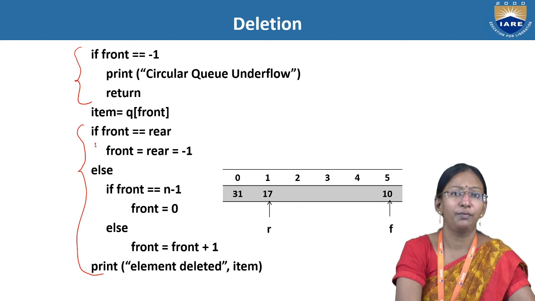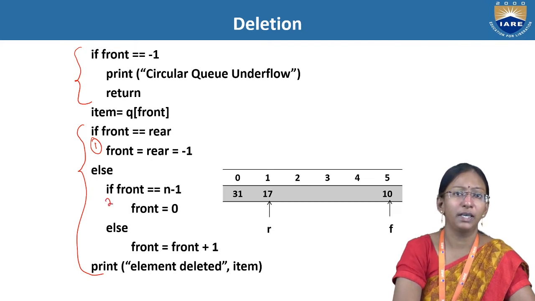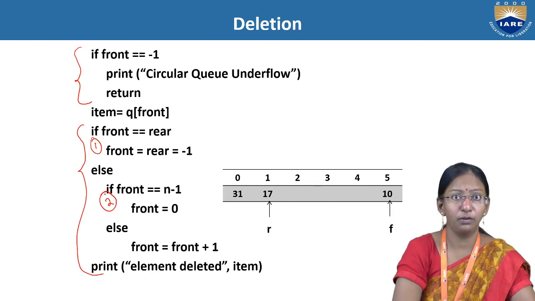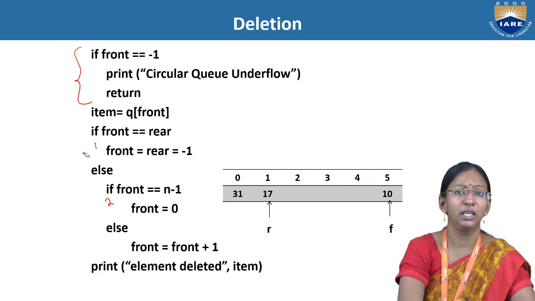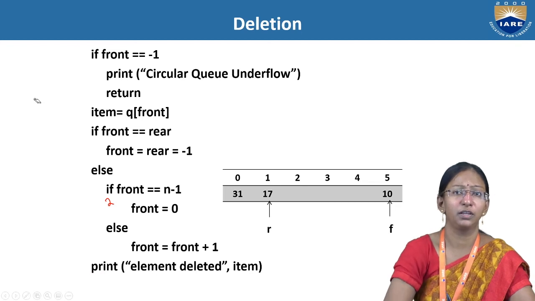Removal, where front is equal to rear means I am trying to remove the only one element, the leftover element in your queue, or a case where your front is pointing to the last index value so that I can bring my front to the first index, that is 0th index. A normal case, incrementing the front. So there will be three cases in case of deletion, successful deletion in case of a circular queue.